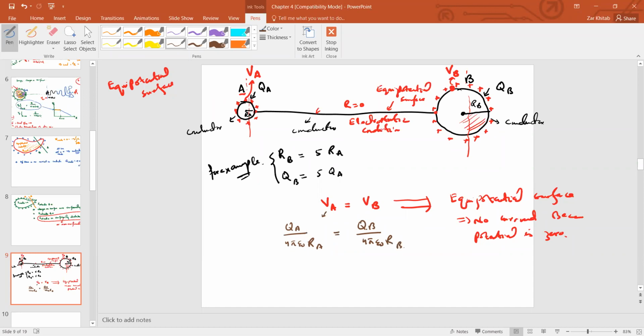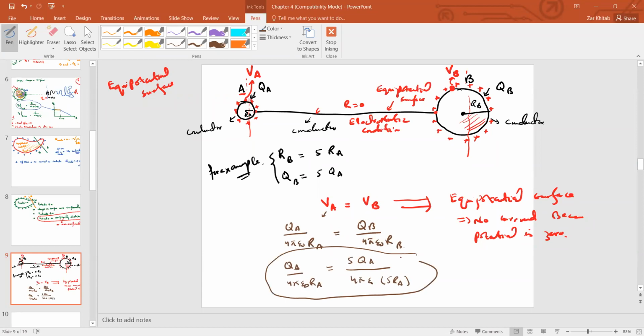Now look here. What is QB? Five times QA, sir. Yeah, QA divided by 4 pi epsilon naught RA. And what is QB? Five times QA divided by 4 pi epsilon naught, five times RA. Is this okay? No, sir. RA. Five times RA. Now, this is the equation.